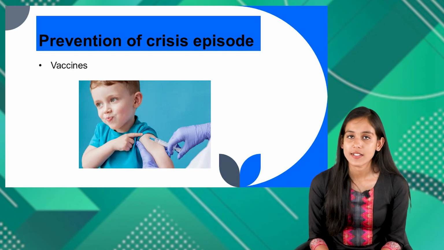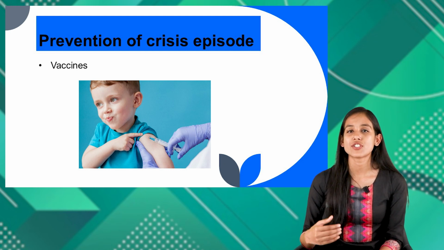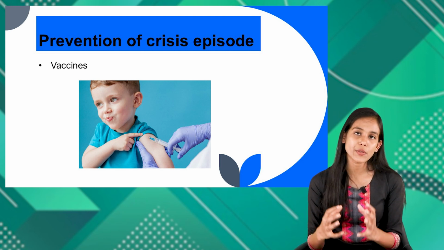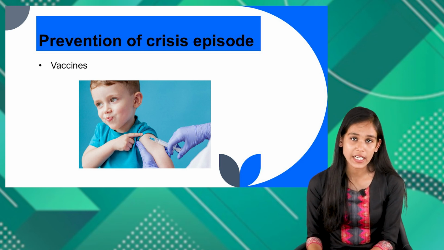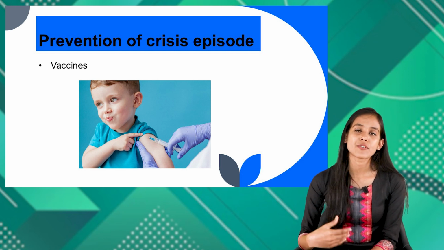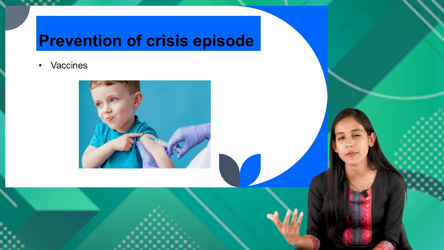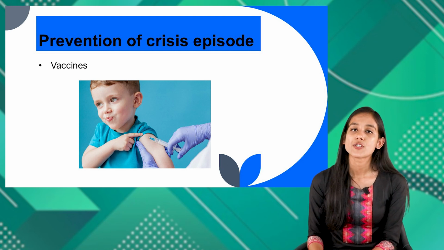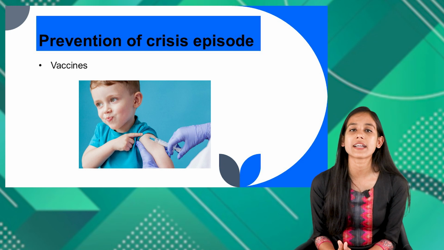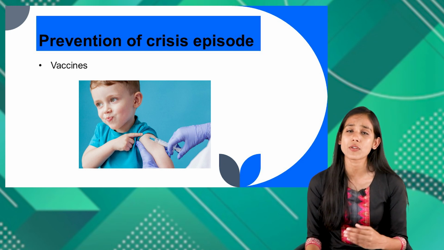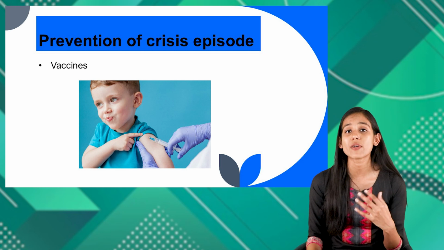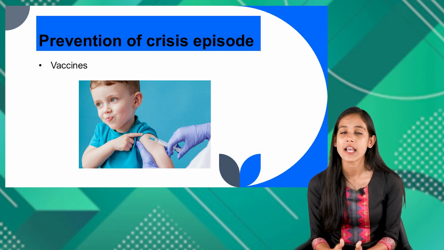And next is vaccines. So we have to make sure that the child is receiving all the vaccines, because we know that a child is prone to infection, right? Because there is splenomegaly, and because of that, the child might have frequent infection. The child will be vulnerable to infection, right? So for that, we have to make sure that the child is receiving all the vaccines, and we also have to educate the parents. We have to explain to them the importance of getting these vaccines for the child. So these are some of the factors through which we can prevent the crisis episode.